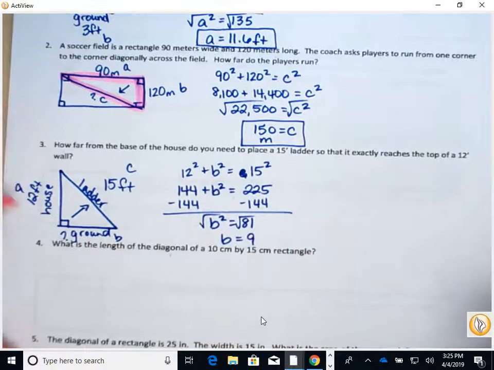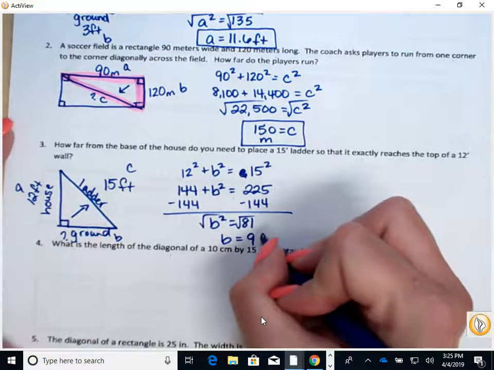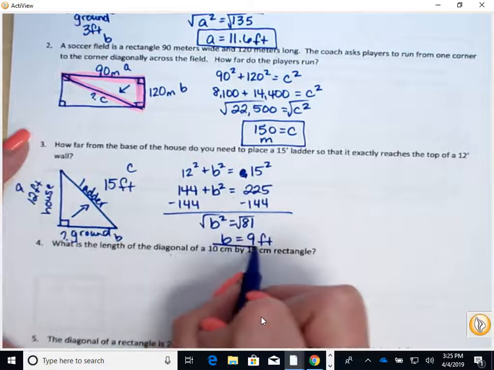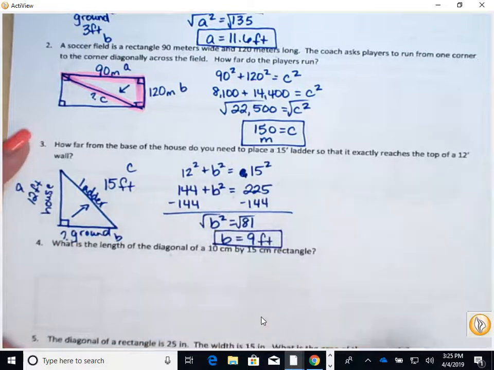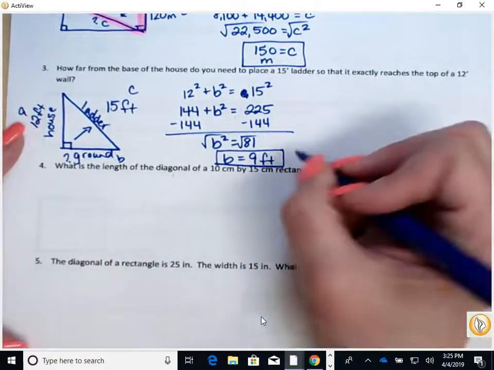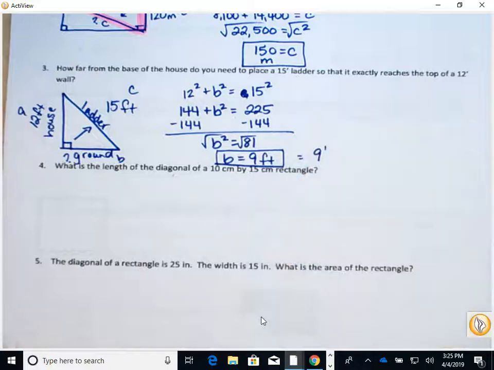Now, they used feet in all of these, so you can write feet as your unit. And if you felt like writing it the way they did like that, I would accept that as well.